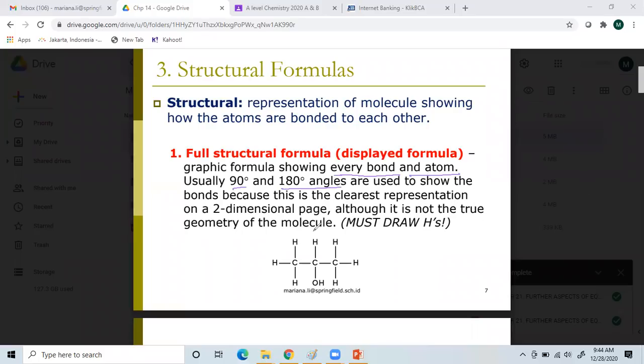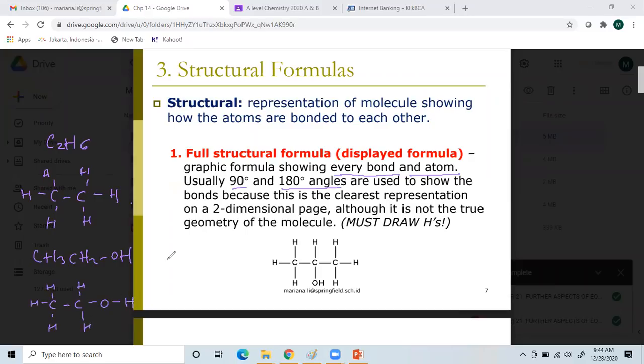So for example, if we want to make the displayed formula for C2H6, you should open all bonds inside this molecule. So this is the displayed formula for ethane. How about ethanol, CH3CH2OH? Then you should open all bonds inside this molecule. Please don't forget that carbon always has four hands, while oxygen has two hands, while hydrogen always only has one hand. So this formula is called displayed, so all bonds should be shown.